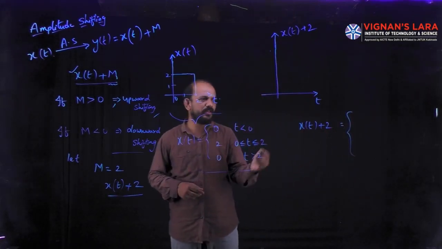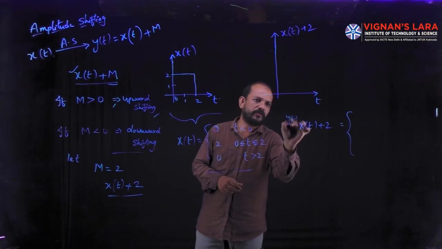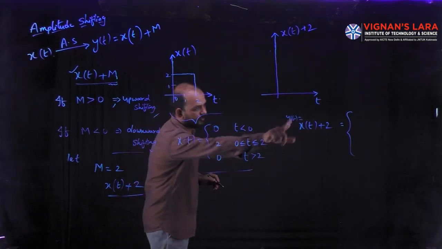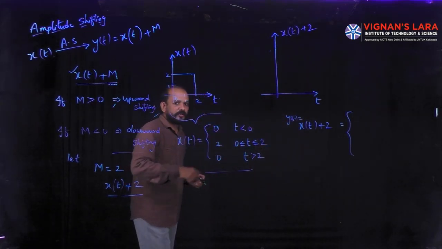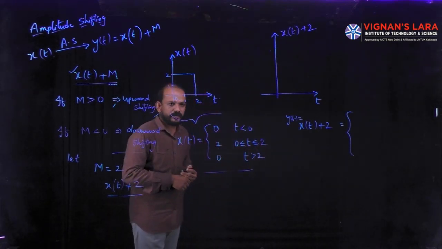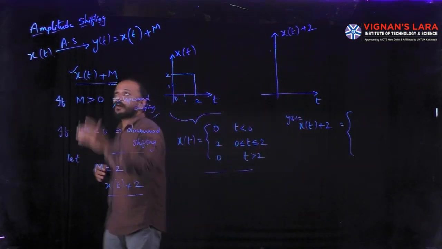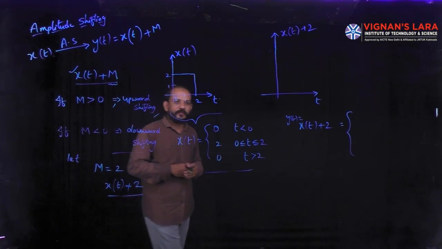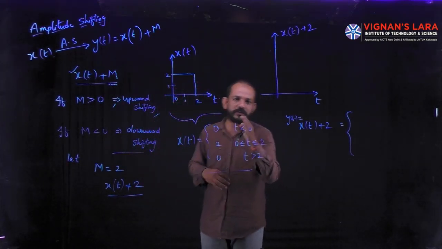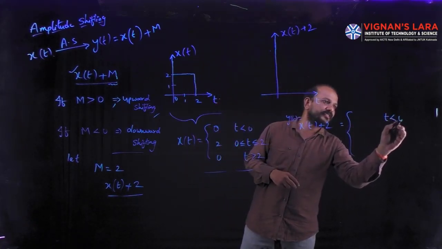Okay. These are actual outputs. Actual output y of t, which is simply equal to x of t plus 2. Now I need the equation for this y of t, or x of t plus 2. How can you get it? For t less than 0. Because as I am performing amplitude shifting, the variation is only with respect to amplitude and there will be no variation with respect to time. So we can consider the time ranges as they are.